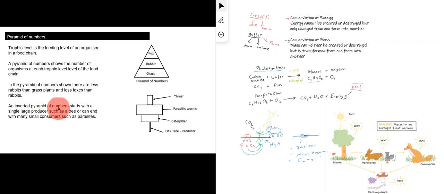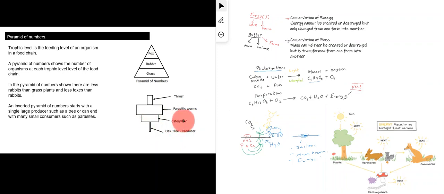An inverted pyramid of numbers starts with a single large producer, such as a tree, or can end with many small consumers, such as parasites. If we take this one here, this is what's called an inverted pyramid. It starts off with an oak tree, that's the producer. Then on the oak tree you have caterpillars, which are consuming the leaves of the tree.